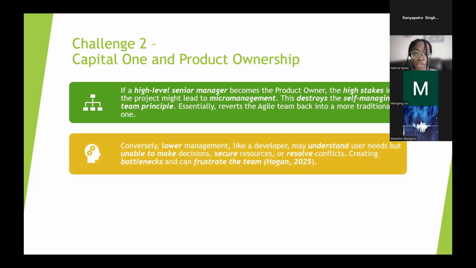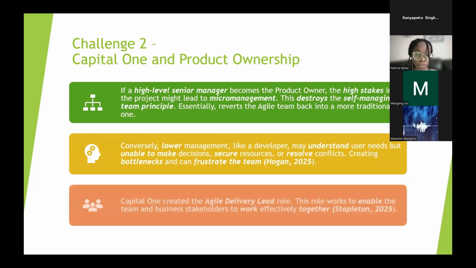Oppositely, if it's a lower management person, like a developer, they might understand user needs, but they are unable to make decisions, secure resources, or resolve conflicts. This can create bottlenecks and frustrate the team. Capital One created the Agile delivery role. This role works to enable the team and business stakeholders to work effectively together.